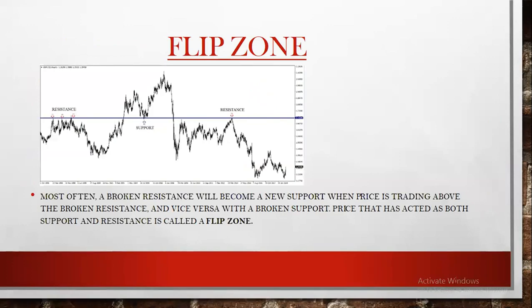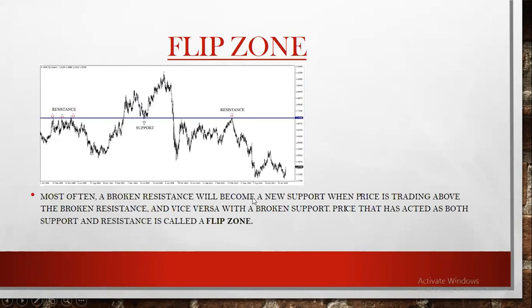And then we have what you call a flip zone. Most often, a broken support or a broken resistance will become a new support when price is trading above the broken resistance. So if you have this as a resistance, there's a resistance here. The market breaks above and it's trading where? Above the resistance. So if it pulls back to the broken resistance, there's a possibility that it's going to go up. If you have a scenario like this, it's called a flip zone. Okay.